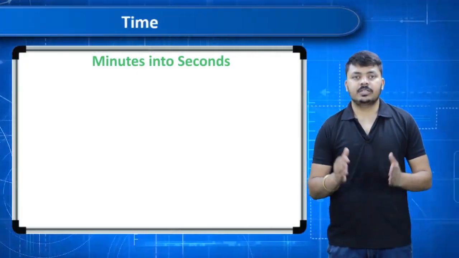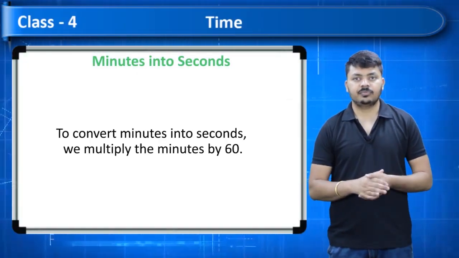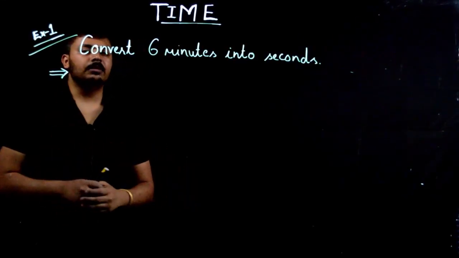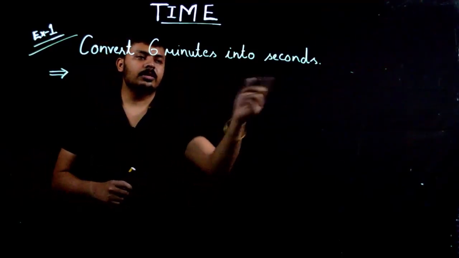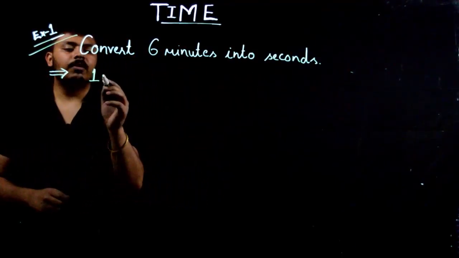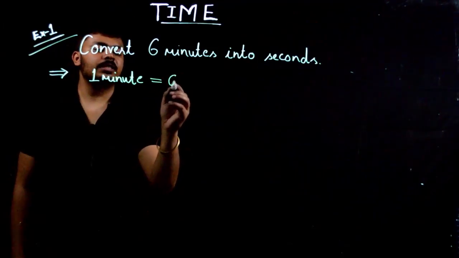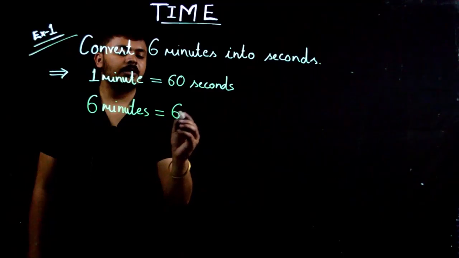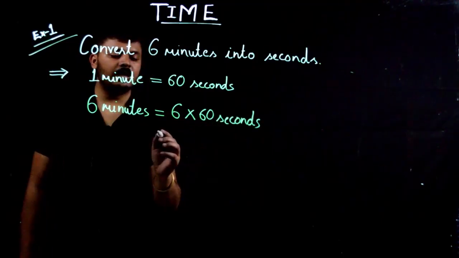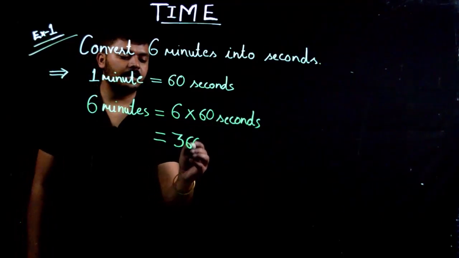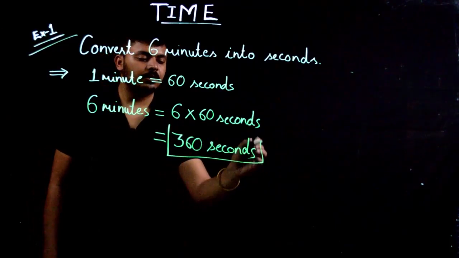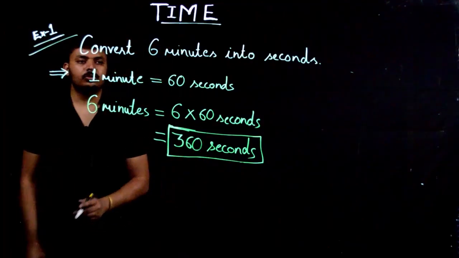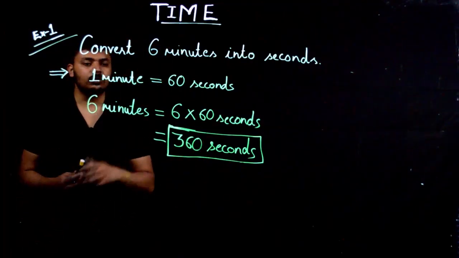Minutes into seconds. To convert minutes into seconds, we multiply the minutes by 60. So students, now let's look at example number 1. Convert 6 minutes into seconds. We know that 1 minute is equal to 60 seconds. So 6 minutes will be equal to 6 into 60 seconds. That is 360 seconds. So 6 minutes is equal to 360 seconds. I hope students you have understood how to convert minutes into seconds.